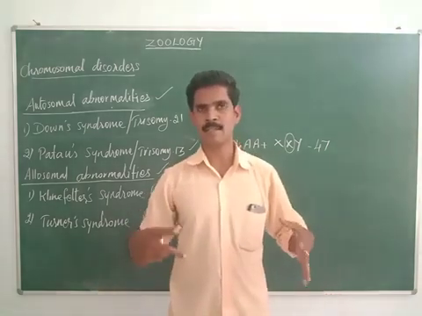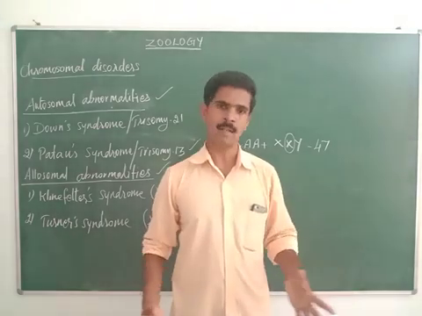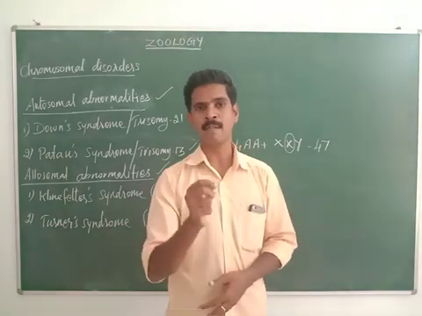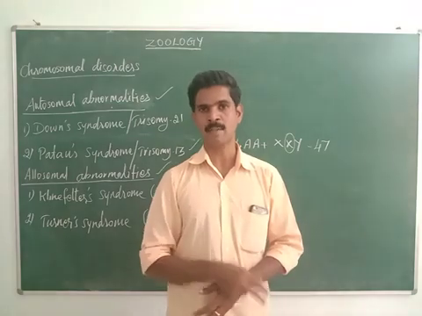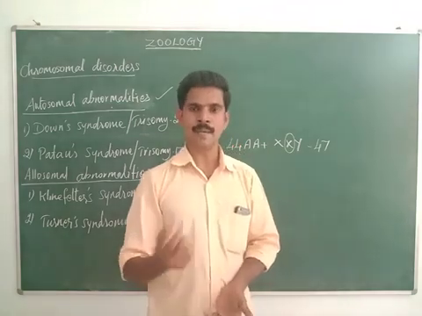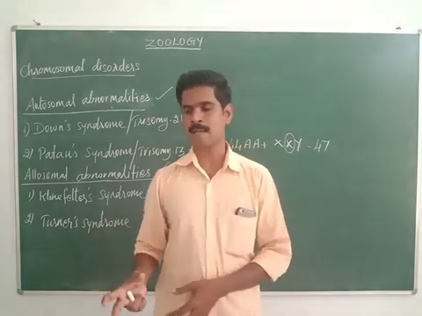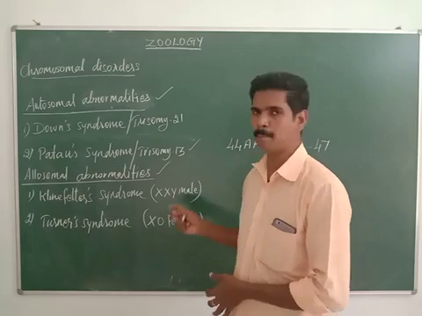That's why the size of the limbs, the hands and legs, are very large. Then they have very poorly developed genital organs, meaning the reproductive organs are also not developed properly. Understand, my dear students? So these are the characters of Klinefelter syndrome, people who are XXY males.